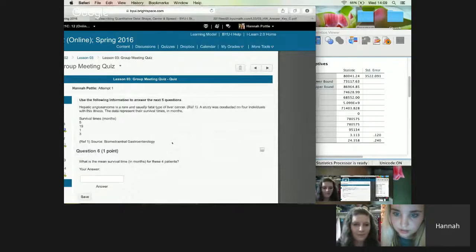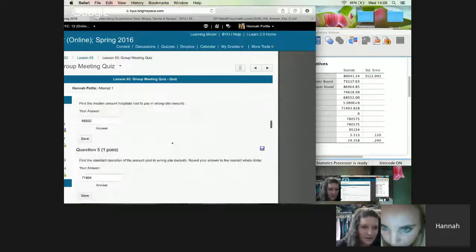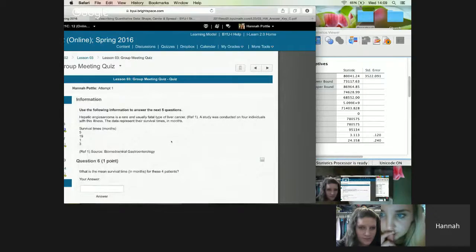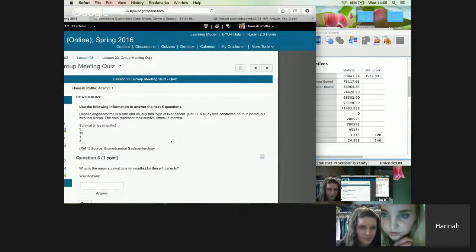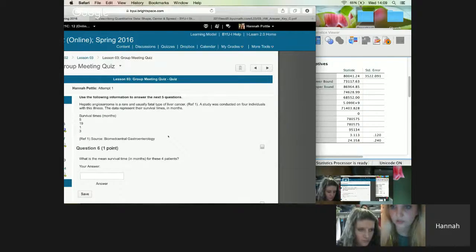So the next one says hepatic angiosarcoma is a rare and usually fatal type of liver cancer. Reference 1. A study was conducted on 4 individuals with this illness. The data represents their survival times in months: 5, 19, 1, 3. Okay, that's in months. What is the mean survival time in months for these 4 patients? So we're going to have to just calculate this on our own.